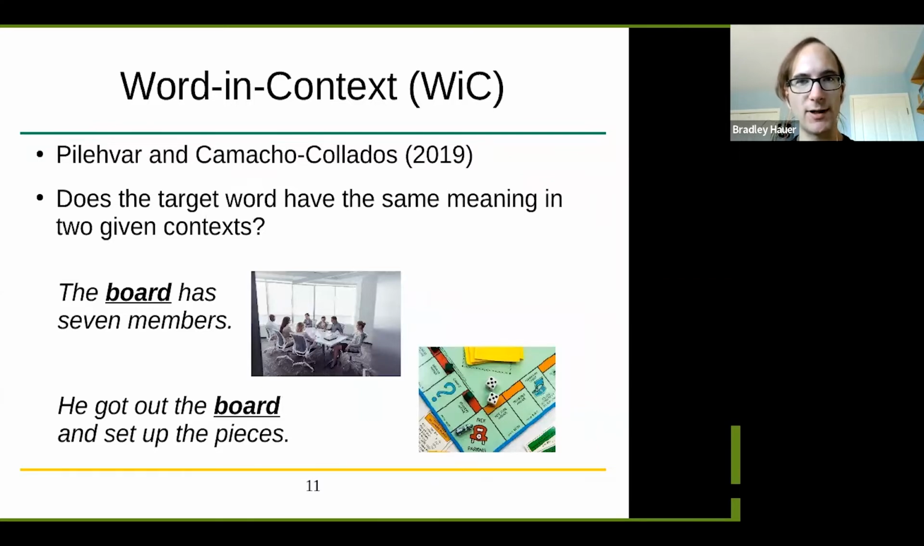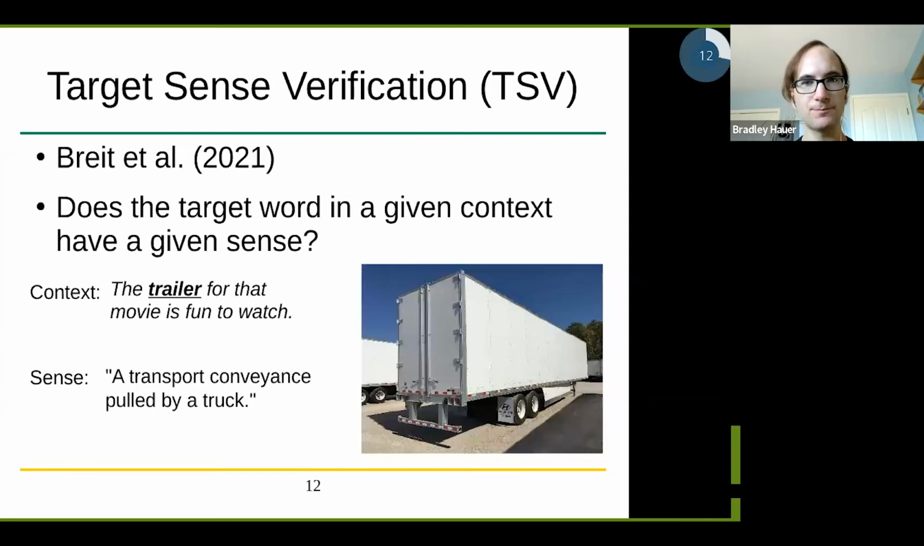So word in context, or WIC, is a binary classification task where we ask, does the target word have the same meaning in two different contexts? So we have here the example, "the board has 7 members," and "he got out the board and set up the pieces." So in this case, if we give these sentences to our WIC system, we would expect it to say that no, the meaning is clearly different across these two sentences. The word does not have the same meaning in these contexts.